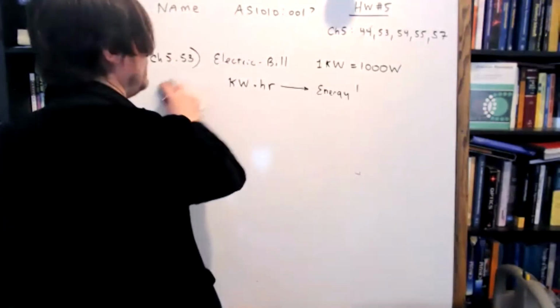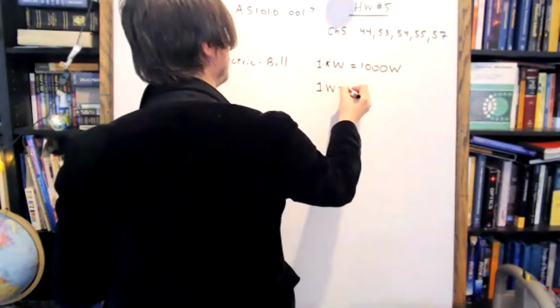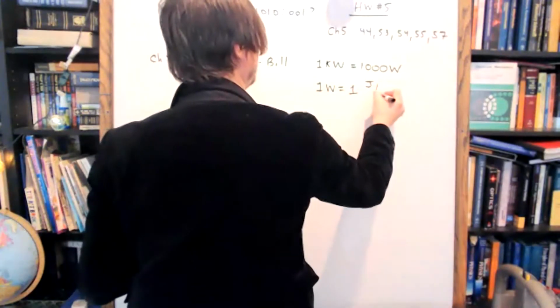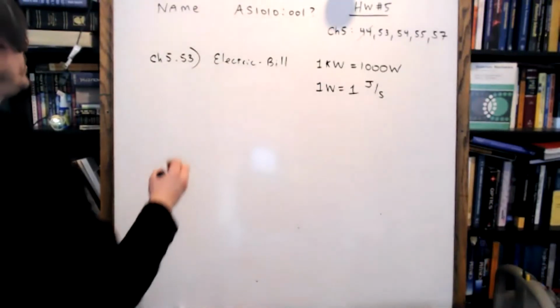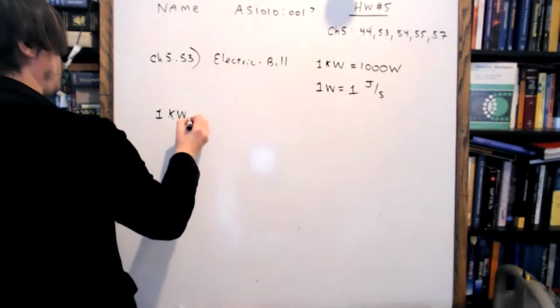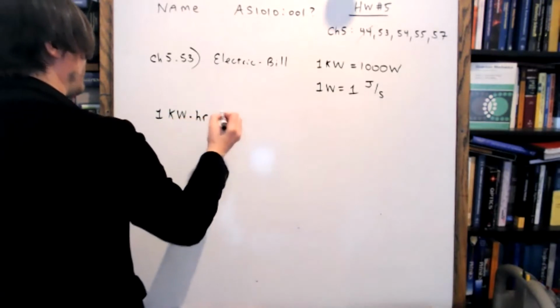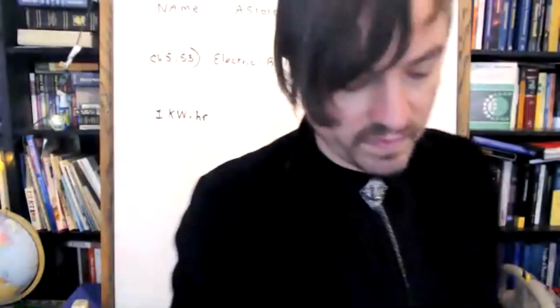Okay. Here's what you know, Ian. You know that 1 watt is 1 joule per second. You know that 1 kilowatt is 1,000 watts. Use dimensional analysis and help me convert 1 kilowatt hour into joules. Okay.